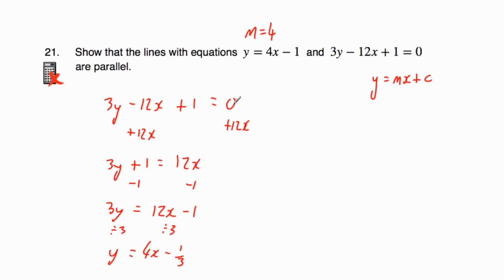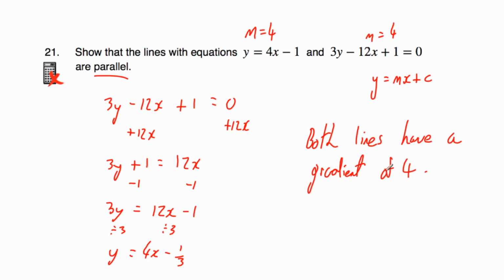Now, in this question, we were asked to show that these two lines are parallel. That means they'd have the same gradients. And as you can see, the first line, y equals 4x minus 1, has a gradient of 4. And also this line, when we rearranged it, we've got y equals 4x minus a third. And again, the gradient's equal to 4. So that also would have a gradient of 4. And then we just write that. So both lines have a gradient of 4. Okay, let's have a look at question number 22.